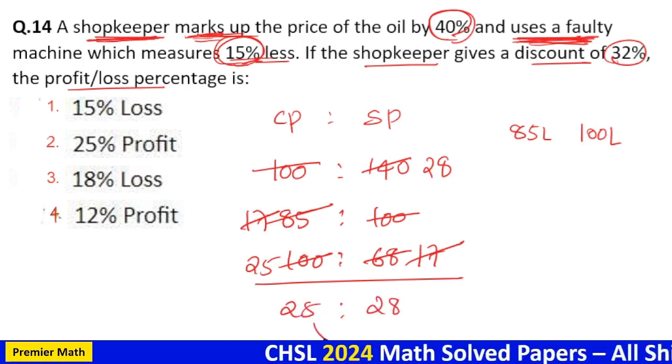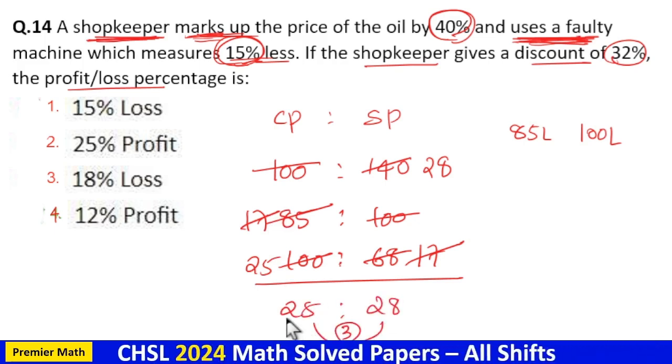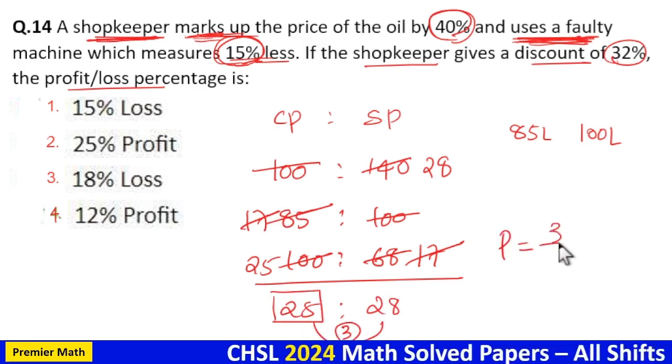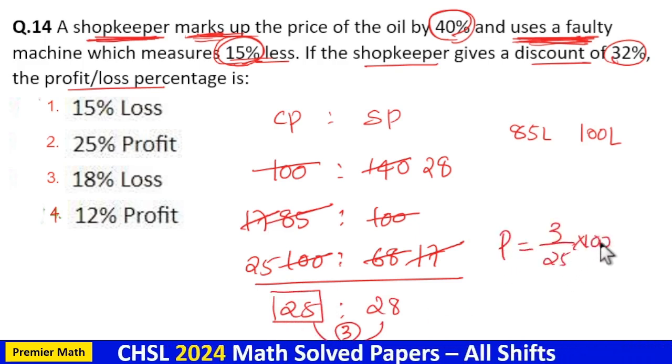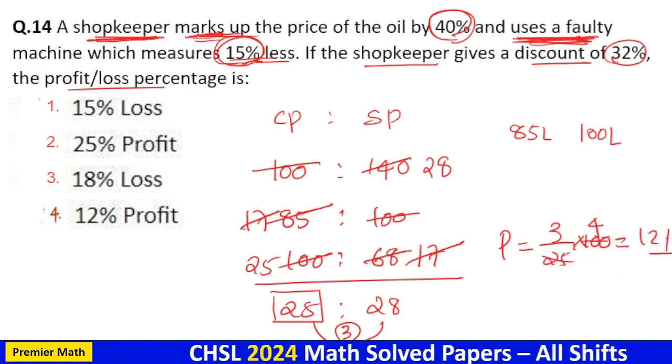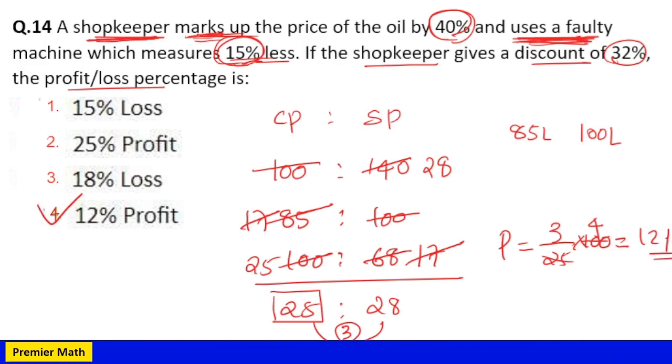That is here 3-part profit generated out of this 25-part cost price. So profit is 3 out of 25 into 100, which is 25 goes 4 times in 100. 3 into 4, 12%. Profit is 12%. Option 4 is your answer.